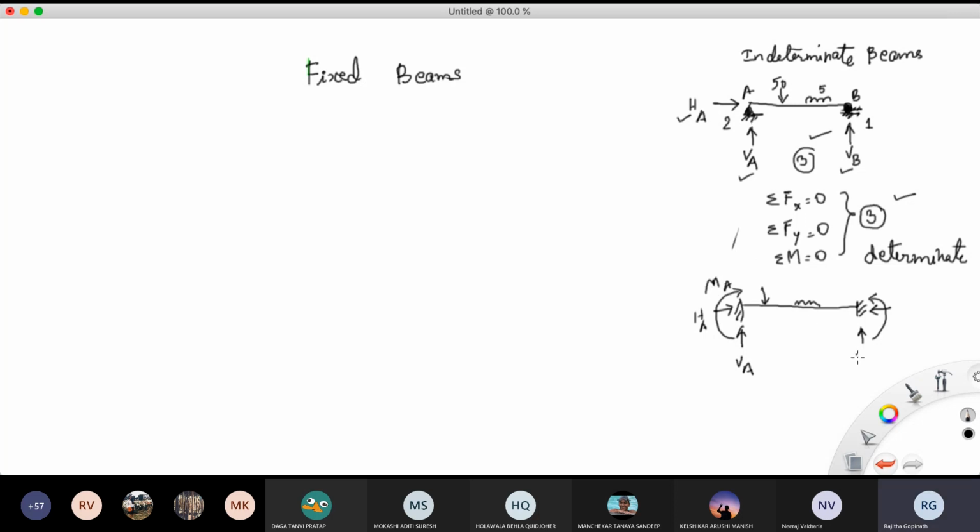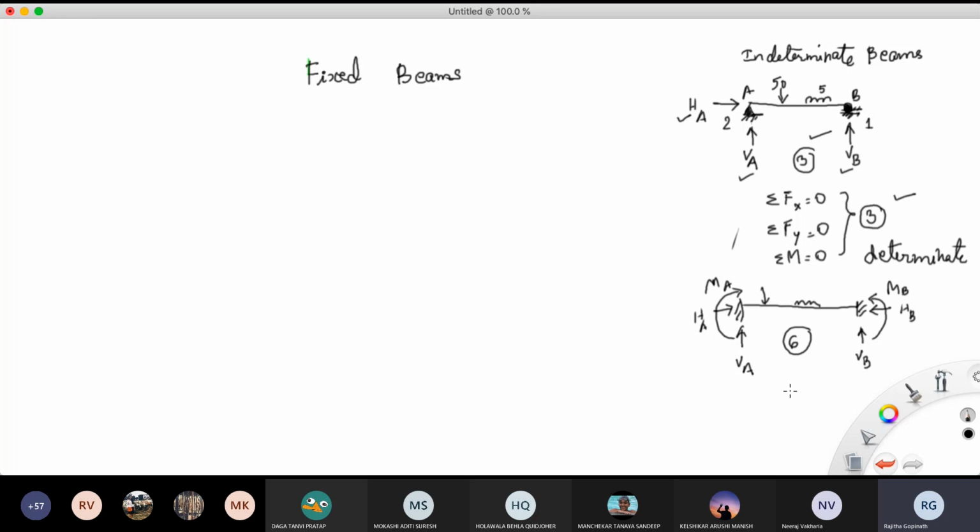there is VB, HB, and MB, right? So I have 1, 2, 3 and 1, 2, 3. So I have a total of 6 unknowns here, right? But the equilibrium equations for any situation happen to be 3 only, right? So I have more unknowns than the equilibrium equations.